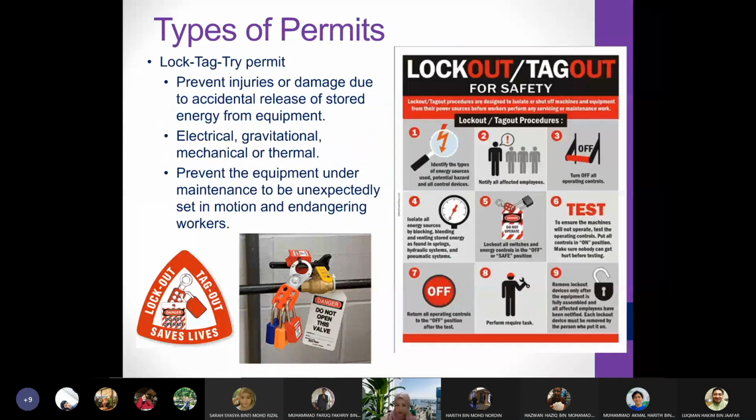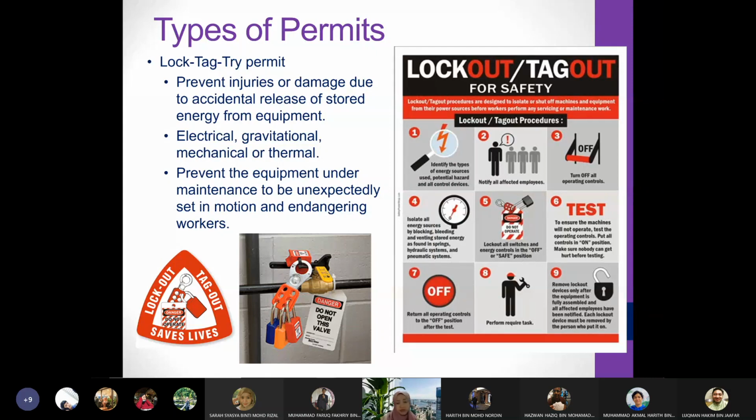Okay, so there's also the lockout tagout safety, LOTO. The LOTO prevents injuries or damage due to accidental release of stored energy from equipment. This must be used on electrical, gravitational, mechanical, or thermal energy, and it prevents the equipment under maintenance from being unexpectedly set in motion and endangering the worker.